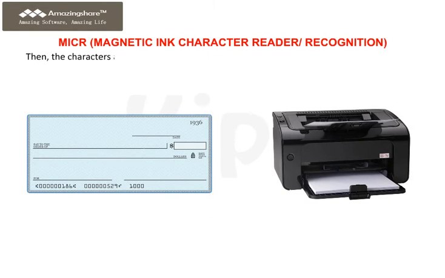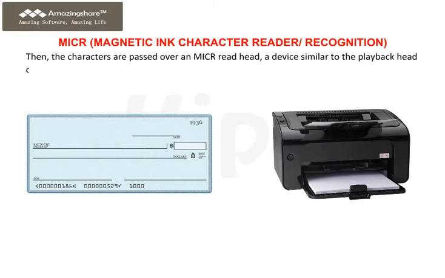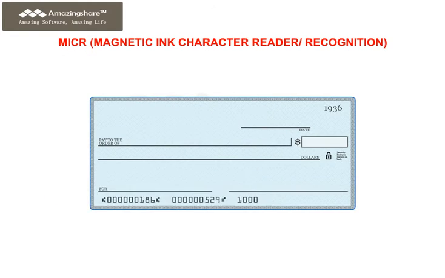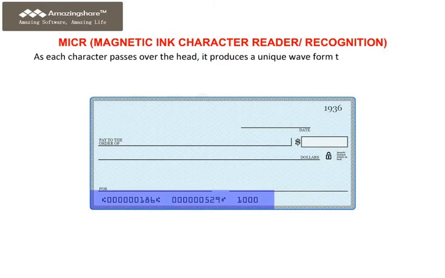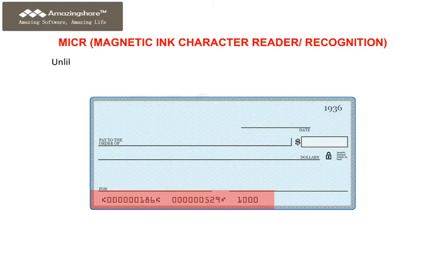Then the characters are passed over an MICR read head, a device similar to the playback head of a tape recorder. As each character passes over the head, it produces a unique waveform that can easily be identified by the system. Unlike barcodes or similar technologies, MICR codes can easily be read by humans.